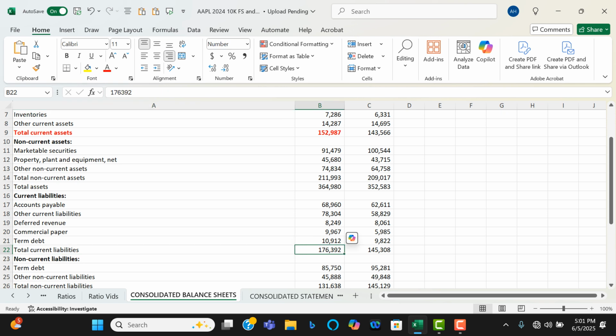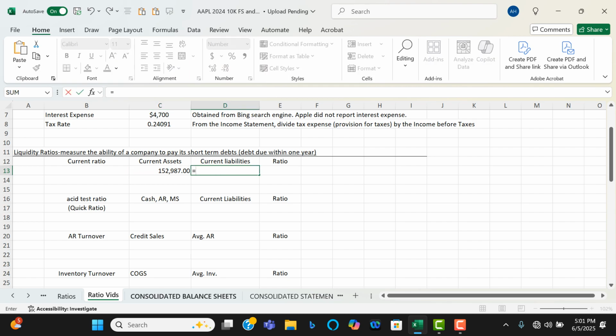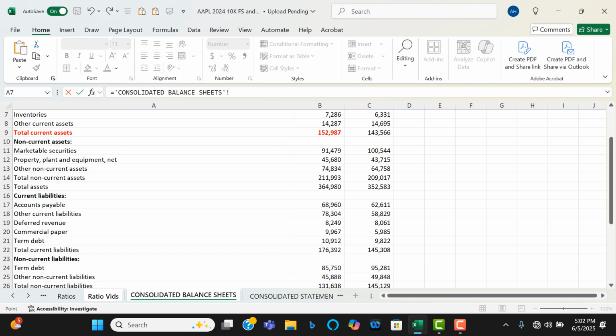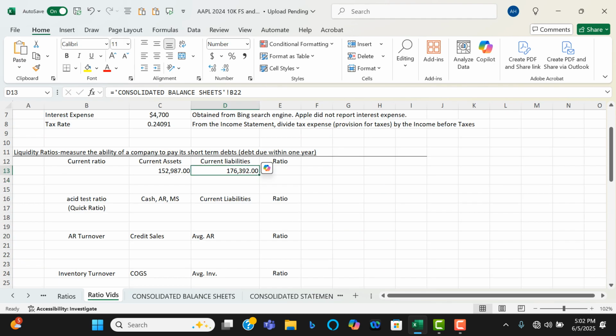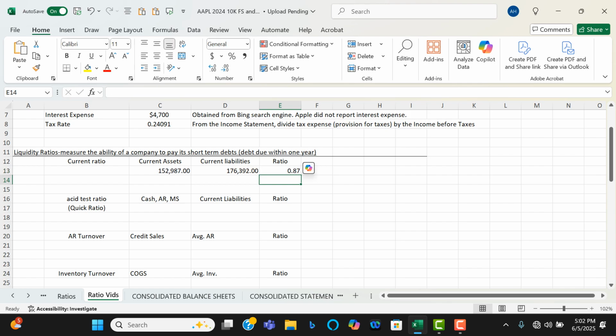Now your total current liabilities is right there, 176,392. We will just put that at the bottom. That will be our denominator for the current ratio, 176,392. So we get a ratio of 153 billion, more or less, divided by 176 billion. So we get a current ratio of 0.87, more or less.